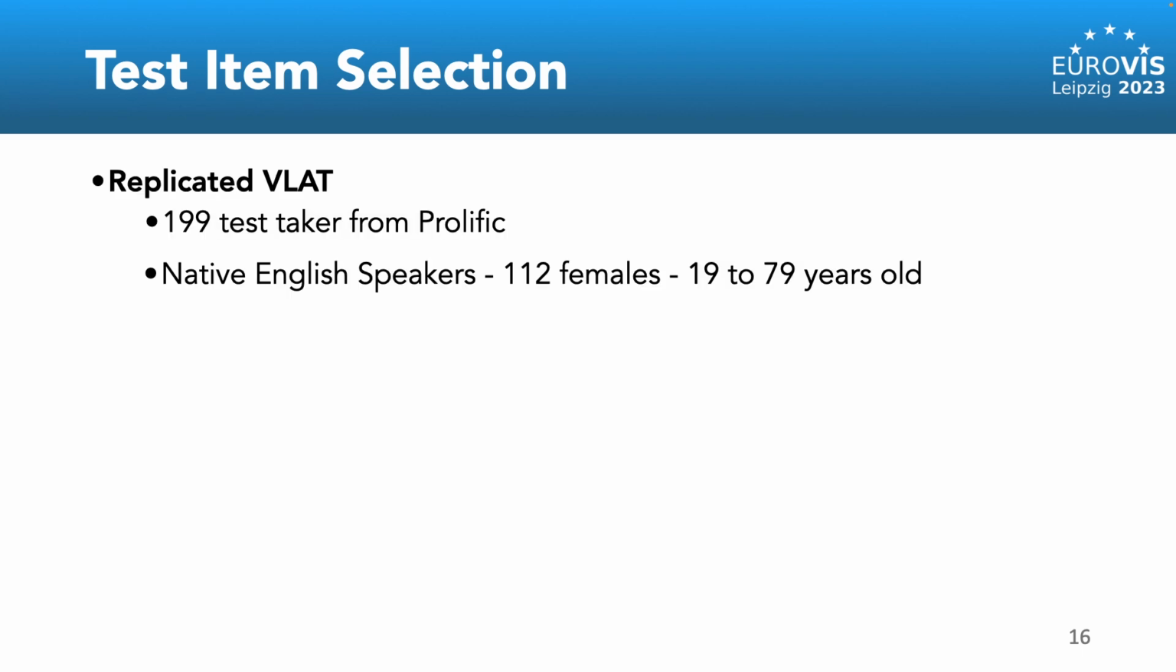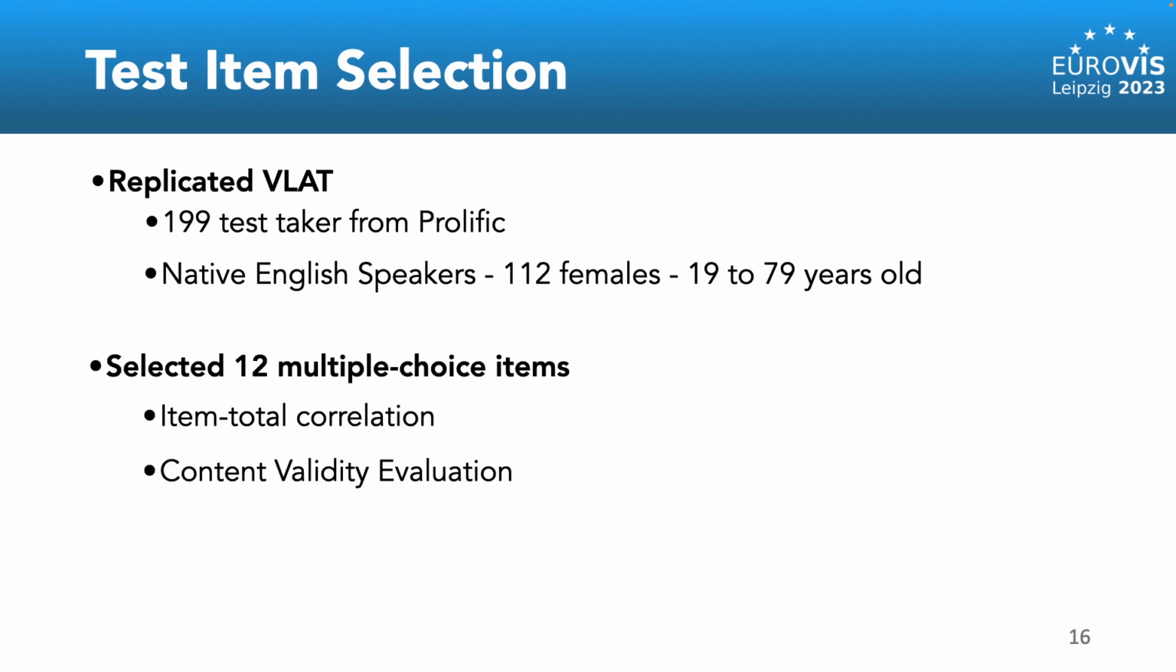So we started with replicating VLAT, where we recruited a total of 199 test takers from Prolific. Similar to VLAT, we only recruited native English speakers since the questions were in English. We then selected 12 items for the Mini-VLAT based on these 2 factors: item total correlation and content validity evaluation.